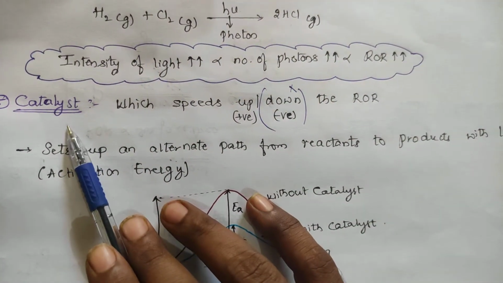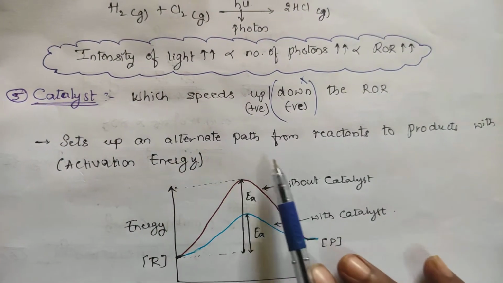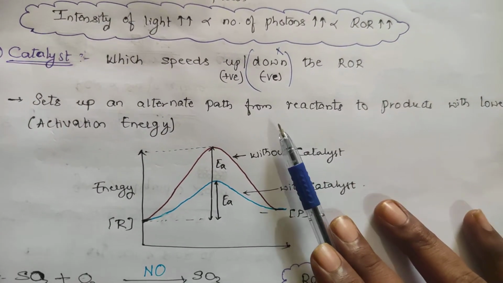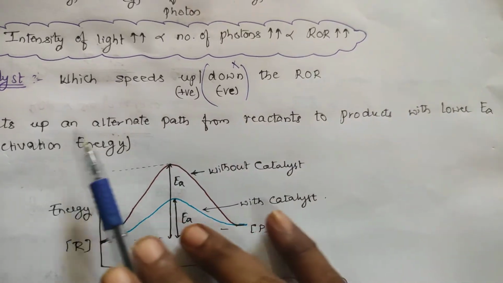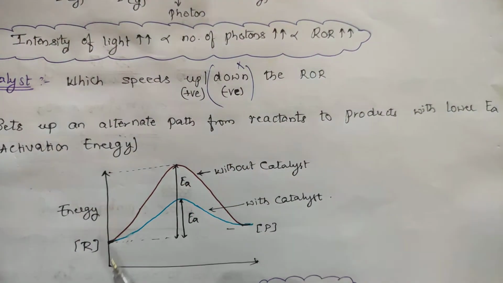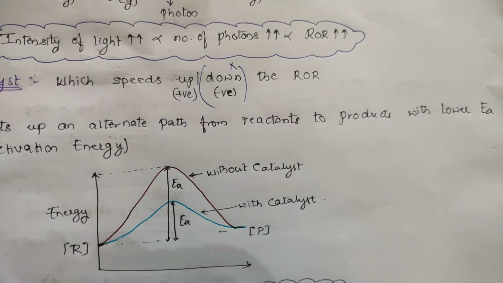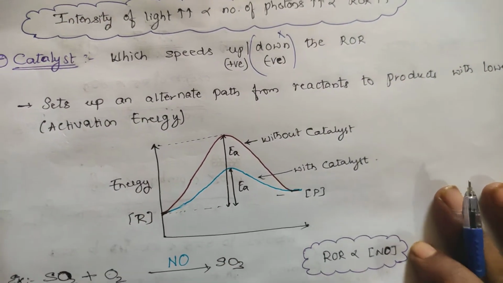How does it speed up the reaction? It sets up an alternate path from reactants to product by lowering the activation energy. So what does this catalyst do? It takes the reaction from one path to another. I will show you in terms of a graph.